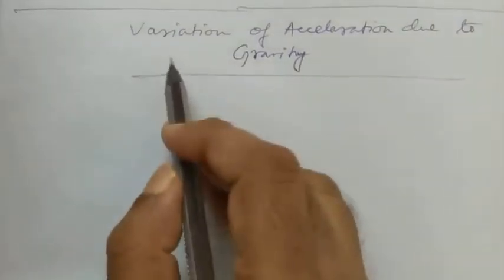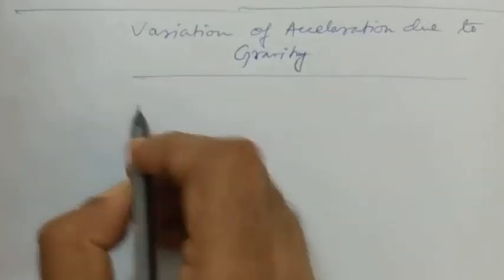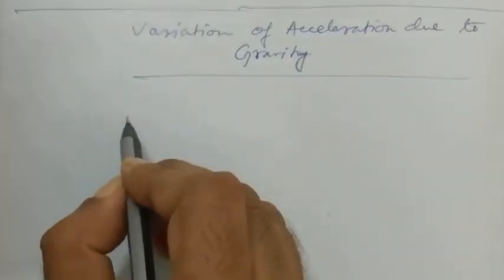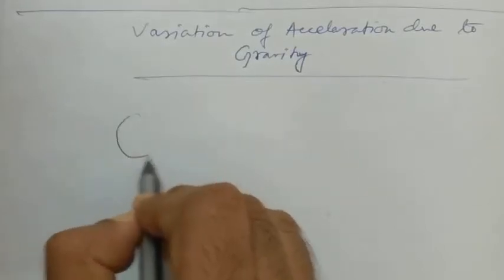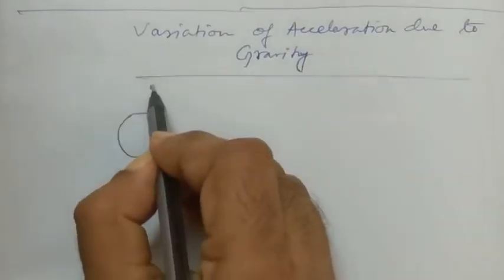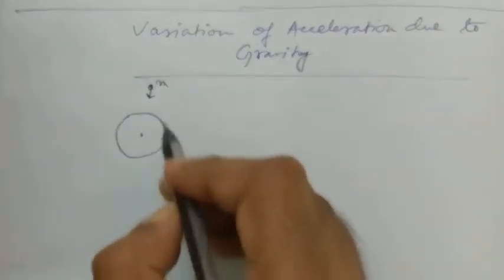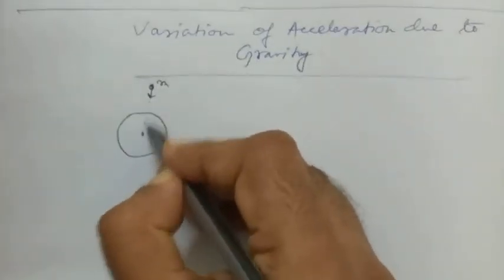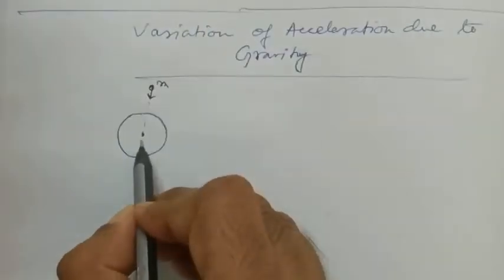We start with the variation of acceleration due to gravity. Now let us take one or two preliminary things. We try to understand these things. Let this be the earth. A particle of mass small m is falling down towards the earth. That means the weight of the particle is acting in a direction towards the center of the earth.